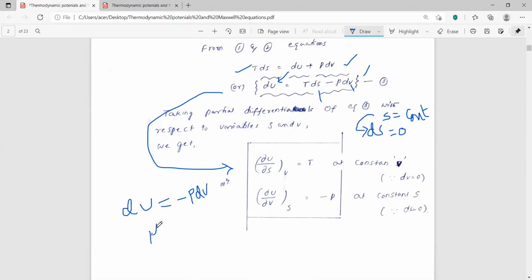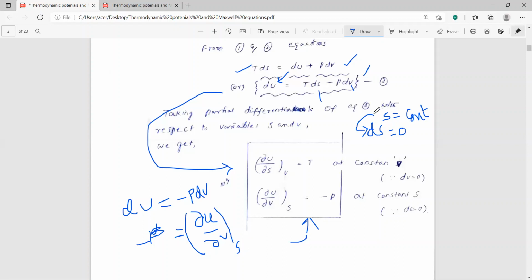From this equation, we can write P equal to minus (∂U/∂V) at S. So from equation number 3, if you take entropy as a constant, then dS will become 0. If dS is 0, from this equation dU will become minus PdV. From this, if you take pressure, then minus P becomes ∂U/∂V at S.